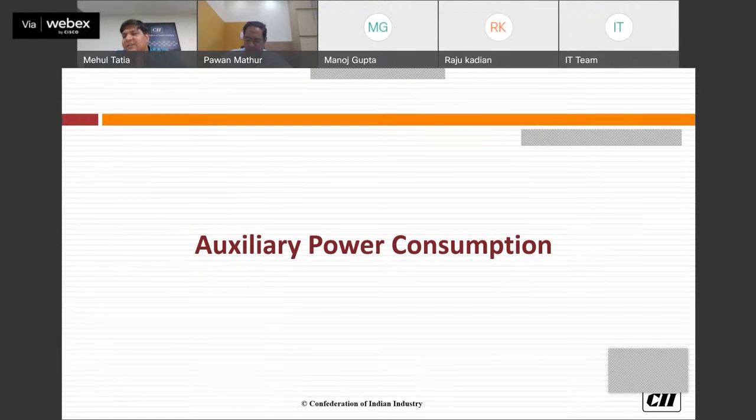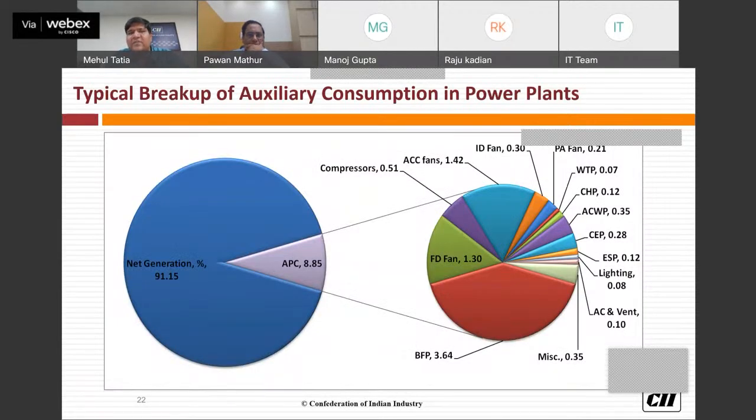I think the cement sector is one of the best sectors when it comes to APC performance. They have a super control on all the major auxiliaries, so I am not spending a lot of time on this. This is a typical breakup of auxiliary power consumption for a plant with 8.85% APC. What are the major equipments? Your BFP, FD fan, and ID fan are the major equipments, and the others are also contributing in some manner.